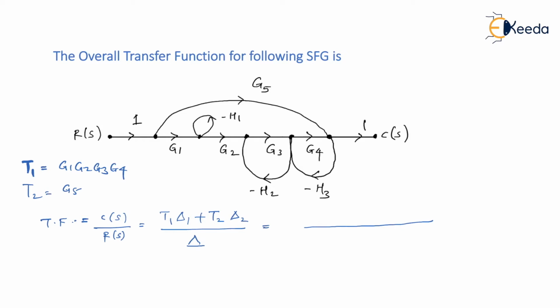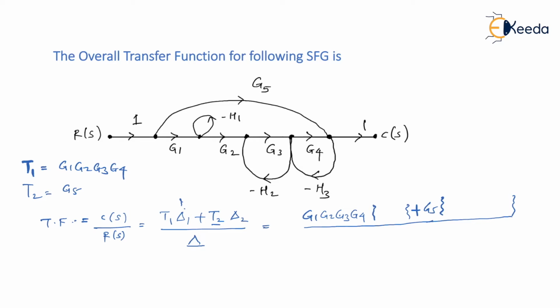Let us write the numerator. I'll write the first forward path as G1, G2, G3, G4. Leave some space so as to get the delta 1 value. We don't know what delta 1 is, we'll deal with that later on. Plus, let us write T2 now. T2 stands for the second forward path, which is G5. Leave some space for delta 2. And then we have to write delta. So you know what delta is?